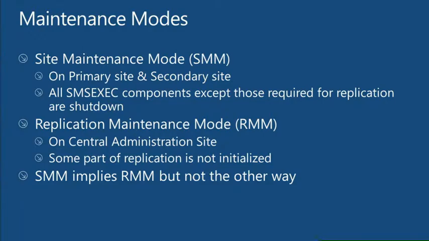There's also replication maintenance mode, where global data replication is working, but site data replication hasn't completed yet. So your CAS can work and do stuff, and your primary sites can do global stuff, but your site data has not been replicated up. All the status stuff is created at a primary site. If you're in site maintenance mode, that implies you're also in replication maintenance mode.